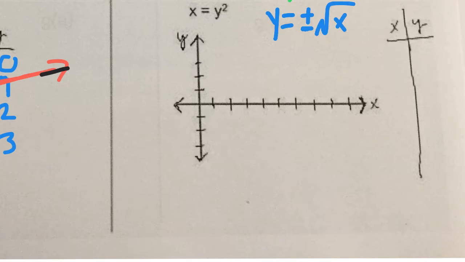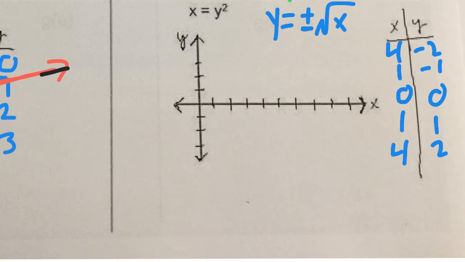Since x is by itself, we're going to treat x as our dependent variable. And we're going to let y be the independent variable, which means we're going to choose some y's: -2, -1, 0, 1, and 2. Now what happens when I plug those y's in? What do I get for x? You plug in -2, square it, you get 4. You plug in -1 and square it, you get 1. You plug in 0 and square it, you get 0. You plug in 1 and square it, 1. You plug in 2 and square it, 4.